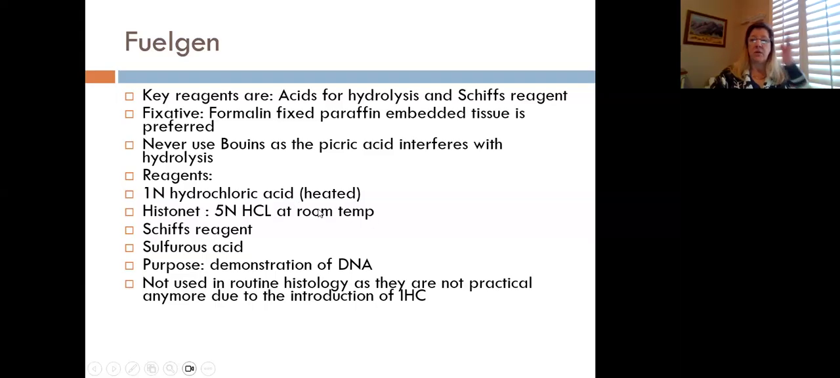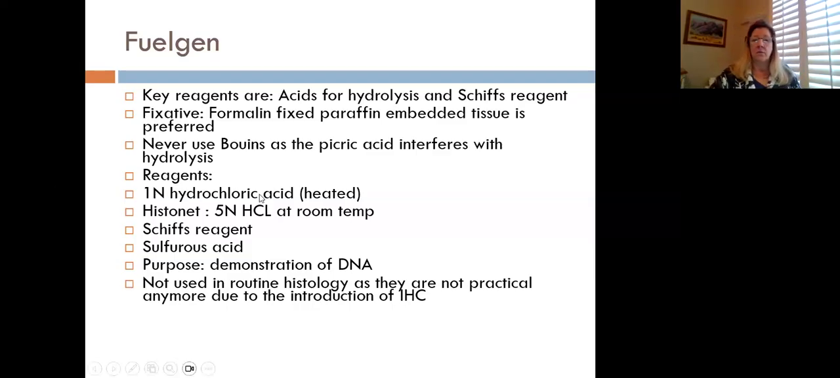Now, this is not normally done anymore because this particular stain has been replaced with immunohistochemistry, with the development of immunohistochemistry. However, it is still in Carson, so you're going to hear me say this a lot. It's in Carson, so it can show up on your certification exam. So you need to know it. Okay.